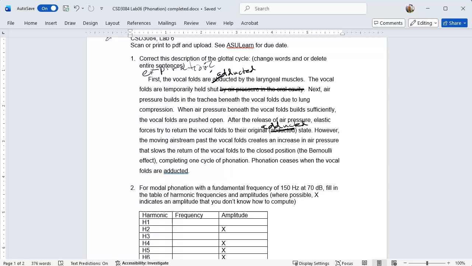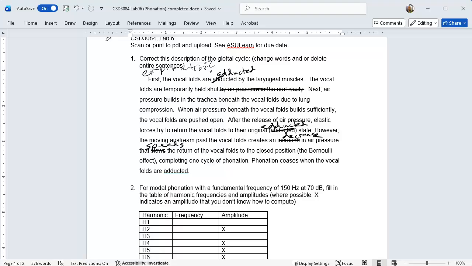However, the moving airstream past the vocal folds creates an increase in air pressure that slows the return of the vocal folds to the closed position, the Bernoulli effect. Kind of like the abducted-adducted thing I have in there. That's backwards. That moving airstream creates a decrease in the air pressure. And that decrease in the air pressure then speeds the return of the vocal folds back together, because it's pressure that's holding them apart. So the lower that pressure is, the quicker they'll return to being together. That is the Bernoulli effect.